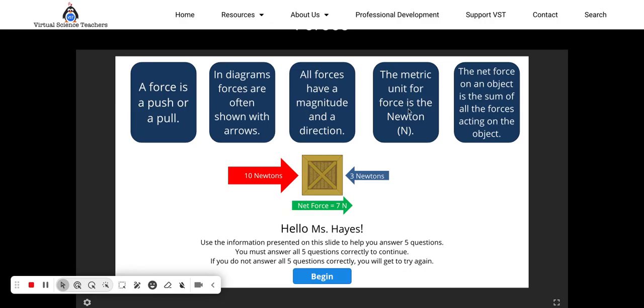The metric unit for force is newtons. That's just the units we use. So notice all these have newtons or N. The net force of an object is the sum of the forces acting on the object. So we add or subtract depending on if they're going the same direction, you would add. If they're going in opposite directions, you subtract.